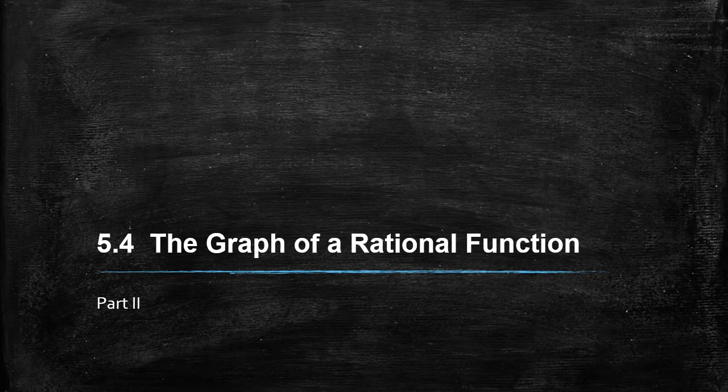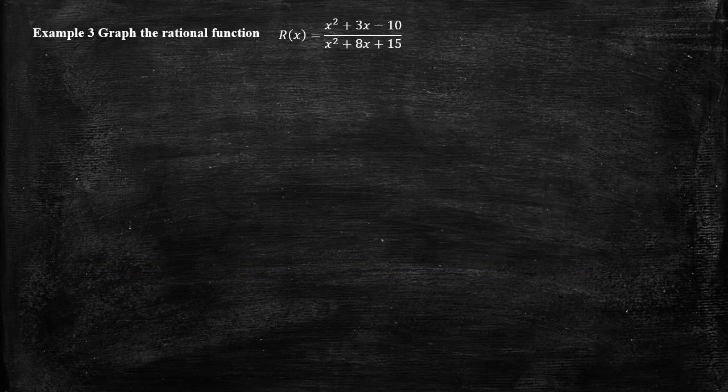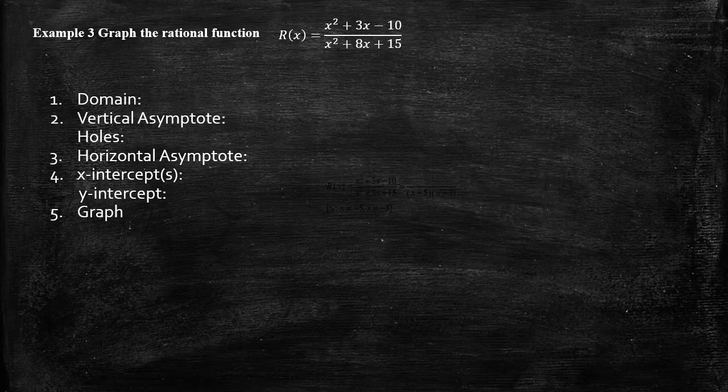Hi class, this is part 2 of section 5.4. We're up to example 3, so we want to graph the rational function r of x is equal to x squared plus 3x minus 10 divided by x squared plus 8x plus 15. So we'll start by factoring the denominator. This factors to x plus 5 times x plus 3. So the domain is everything except for negative 5 and negative 3.